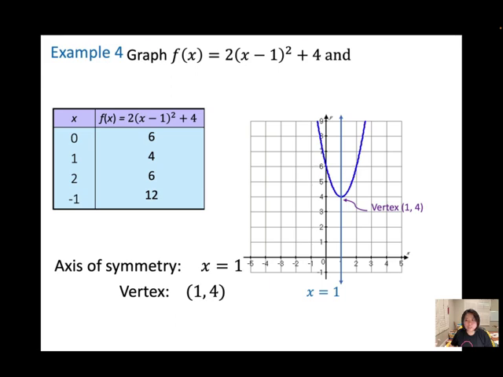Okay, what is the domain? Negative infinity to positive infinity. And in the range, the minimum point will be 4 here. So bracket 4 until positive infinity, parenthesis.